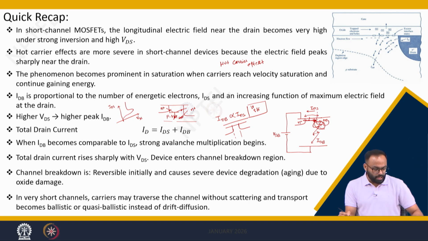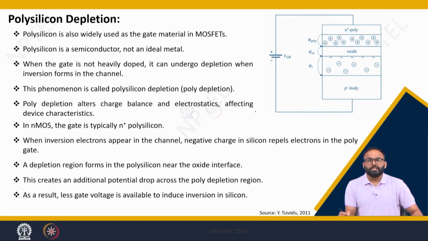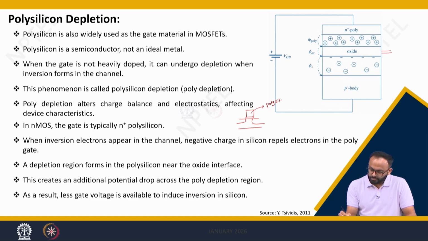Now let us see another short channel effect which is significant when the oxide thickness is small, meaning you have a MOSFET with a very thin oxide. In that case, we generally prefer to make the gate from polysilicon instead of metal, which is a highly doped semiconductor. So saying polysilicon is a metal is incorrect. It is a heavily doped semiconductor.